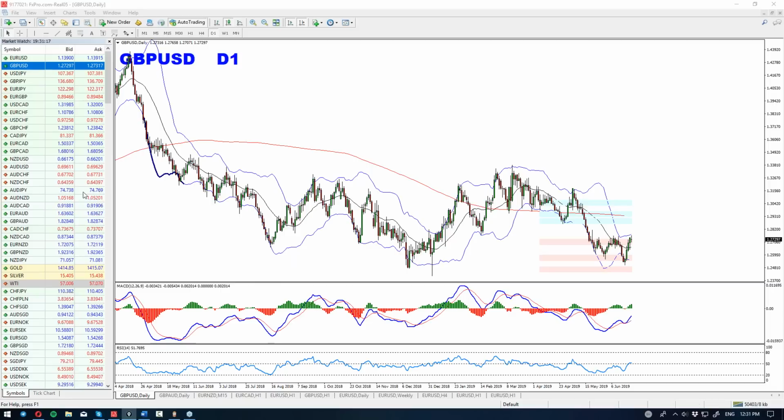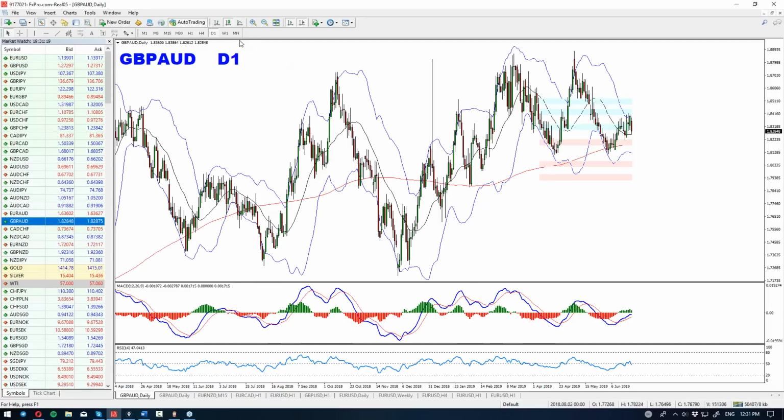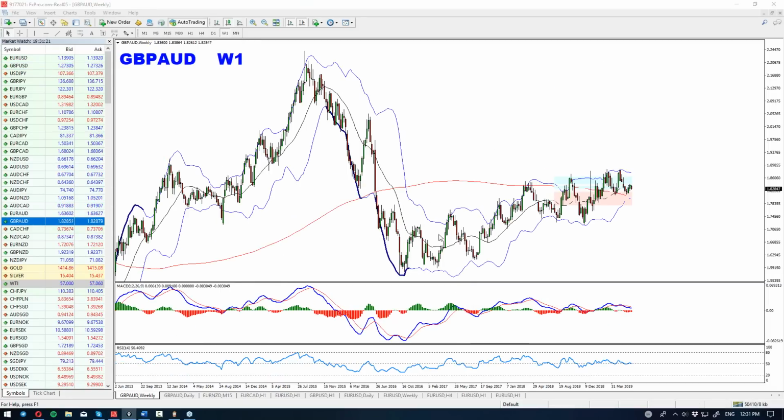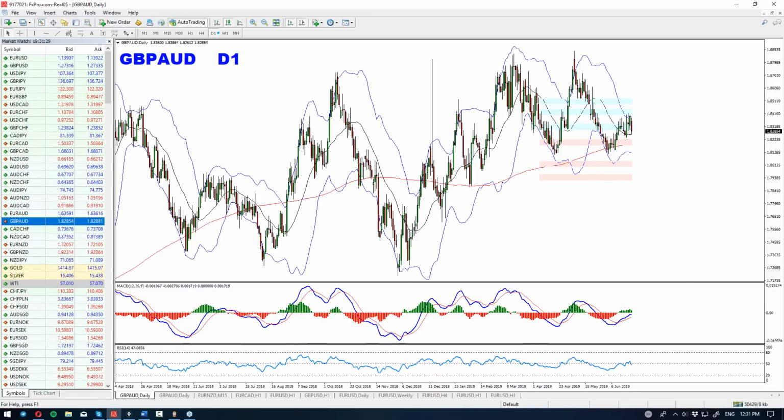Next one on the list is the pound versus the Aussie. We are looking to trade the sell for the long term in a bearish view, expecting two waves correction or a range on a daily time frame. In other words, 1, 2 or range.